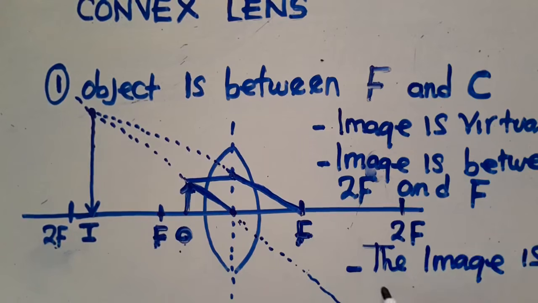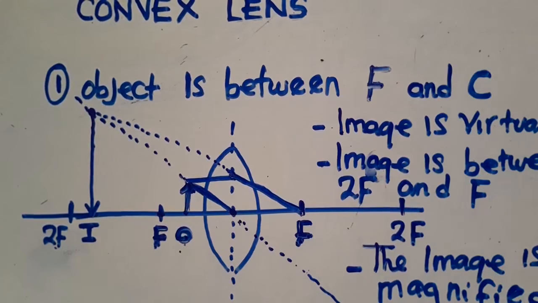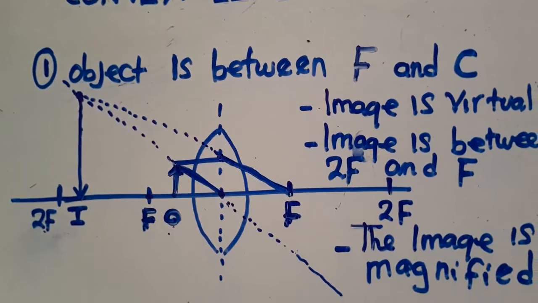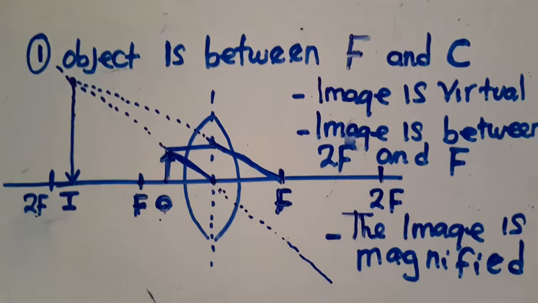So I'm going to say the image is magnified. Make sure you write down all these properties that I'm saying. The image has been magnified. You know what magnification is. And the other thing that you need to know is that the image is upright. This is what you need to know and understand.